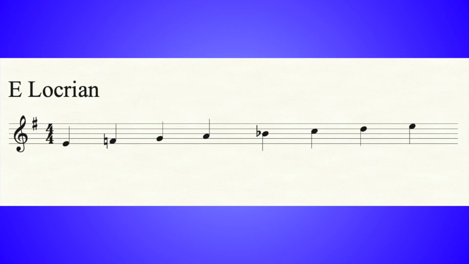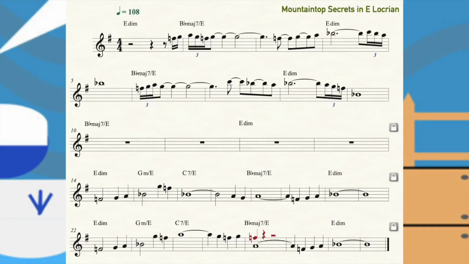The only difference between E Phrygian and Locrian is that the 5th degree has been lowered. So now we've got a B flat, whereas we previously had a B. And this has a really, really big impact on the scale, because now the lowered 5th degree has turned our tonic chord into a diminished chord, and the diminished chord is very, very unstable. It is unsettled and really wants to resolve somewhere else. But hey, it's worth a shot to put Mountaintop Secrets into the Locrian mode.